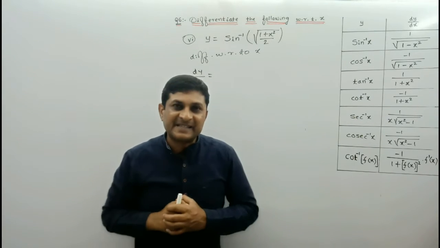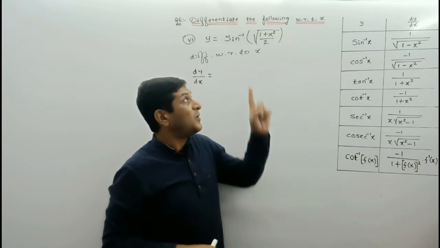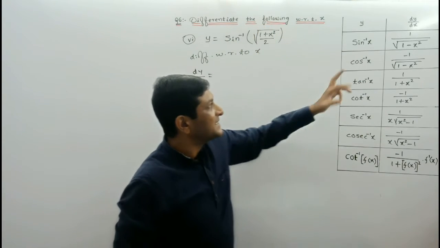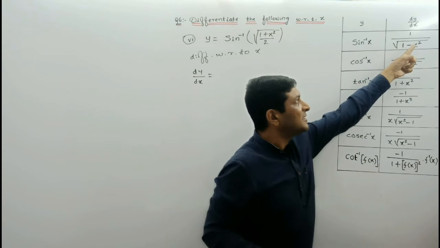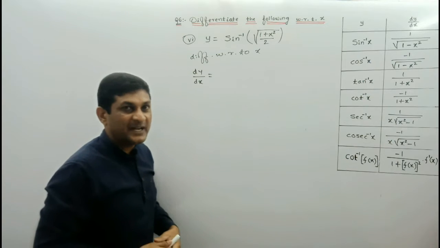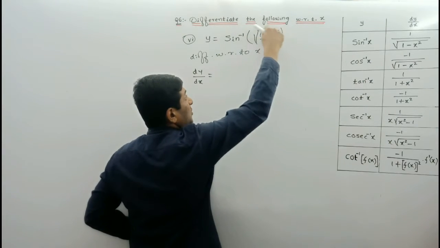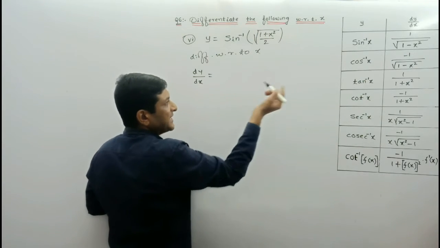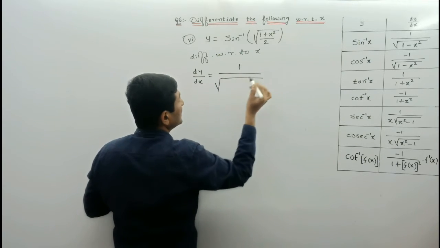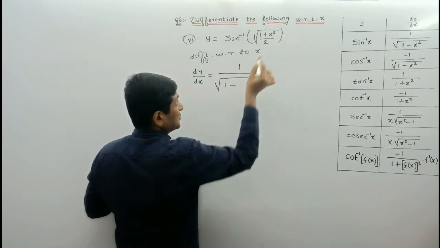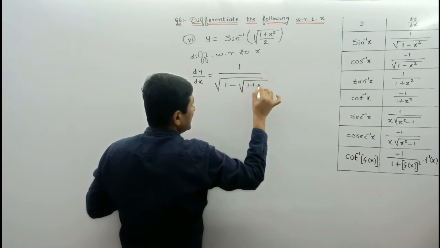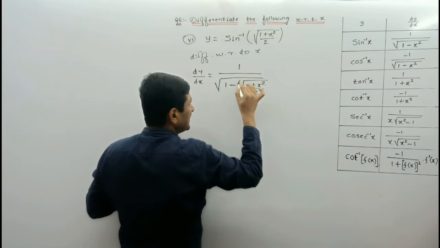See, in the 6th example, the given function is in the form of y is equal to sine inverse of f of x. Means here x is replaced by f of x. So on this side also we have to replace this x by f of x and multiply by the derivative of that f of x. This whole term is nothing but what? f of x. Means what will be its derivative according to that formula? 1 upon under root 1 minus square of f of x. This whole term is f of x, that under root 1 plus x square upon 2 is f of x.